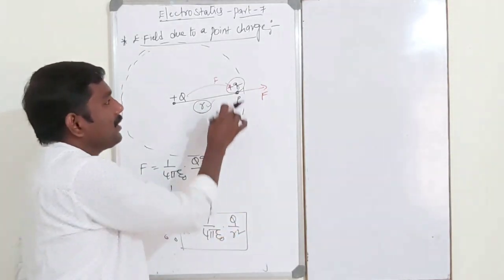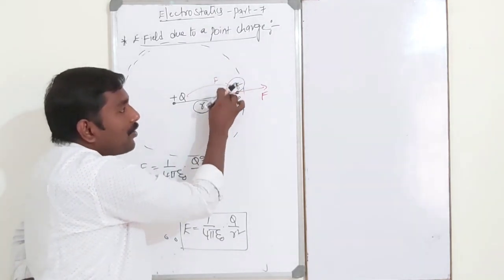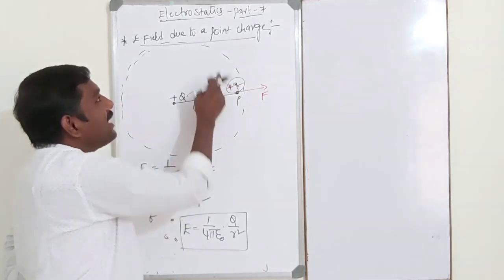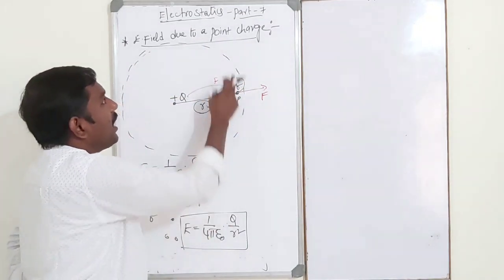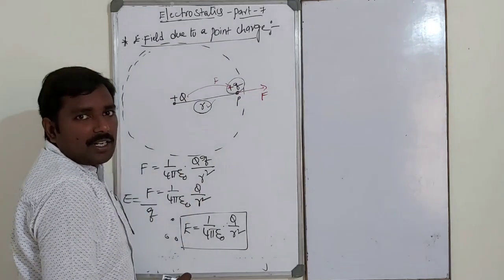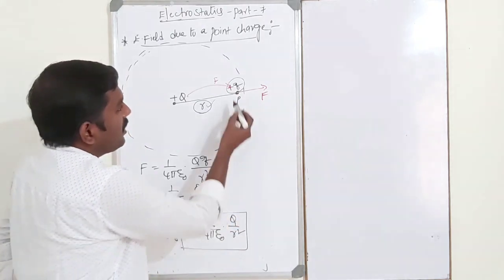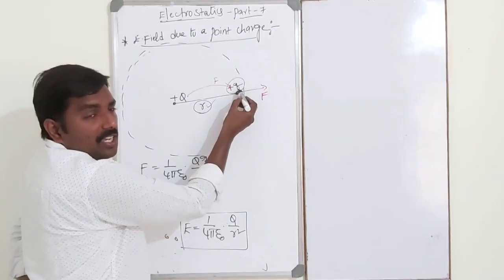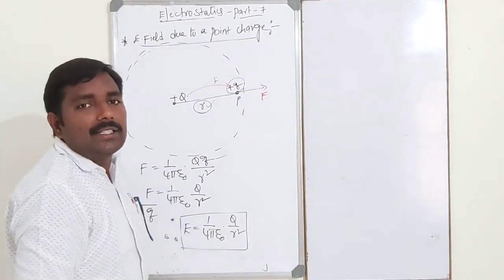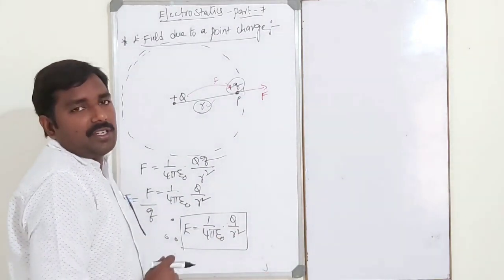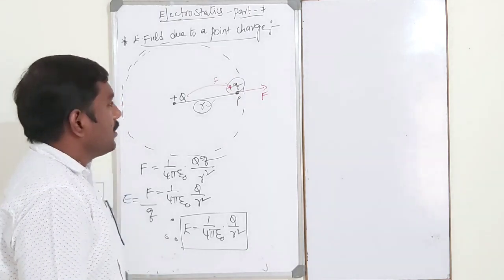But the electric field due to the test charge does not alter the main electric field due to the source. So, in the presence of the test charge, the electric field due to the source charge does not alter. That means it does not change.